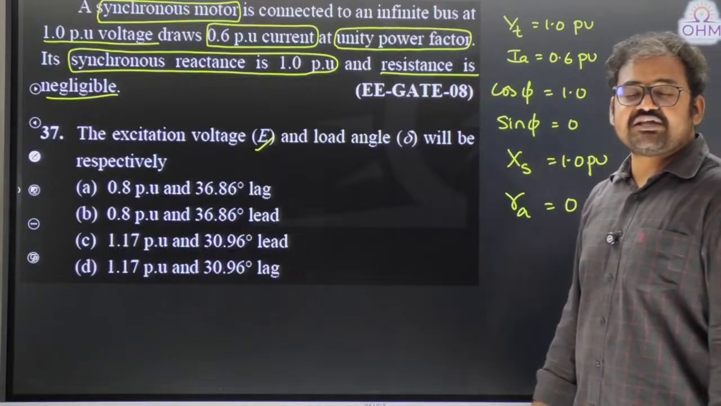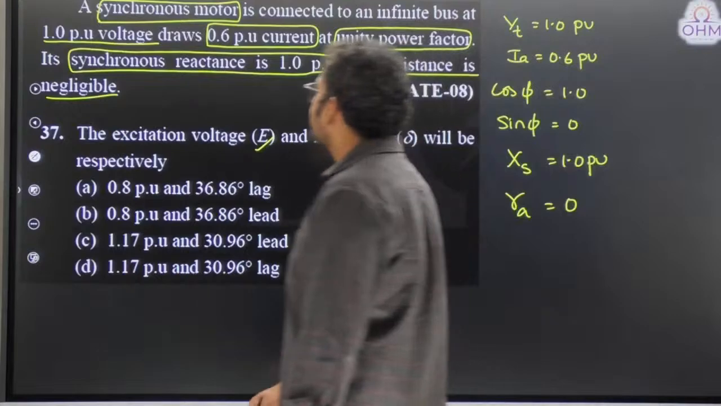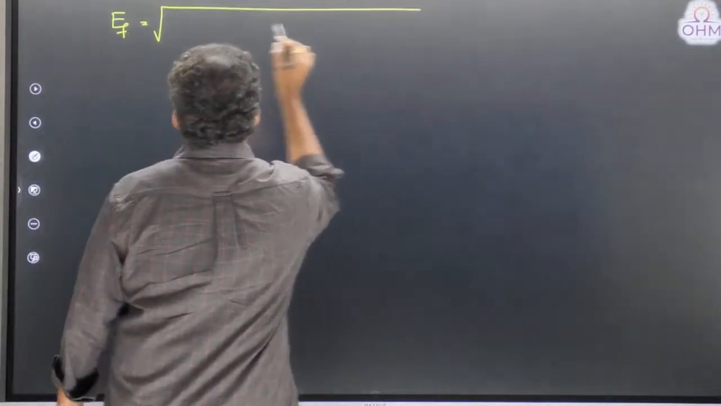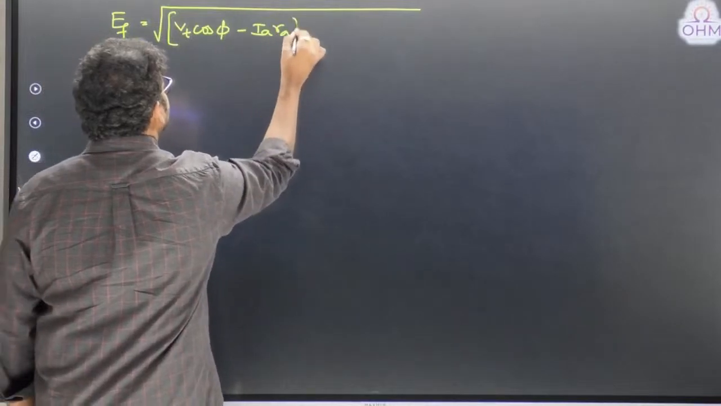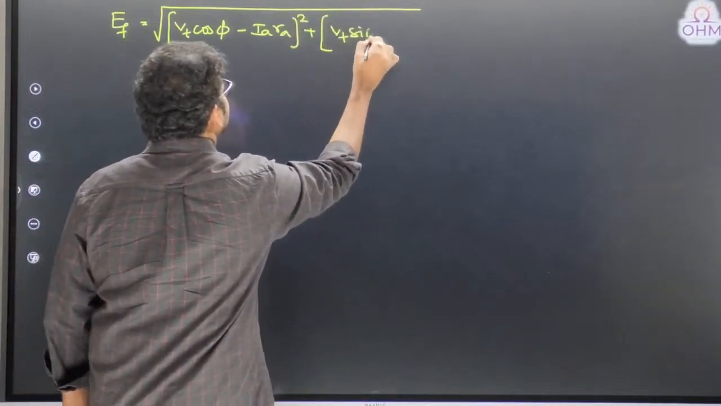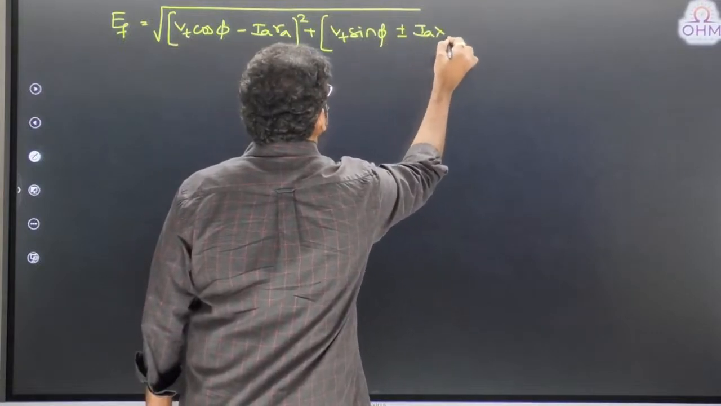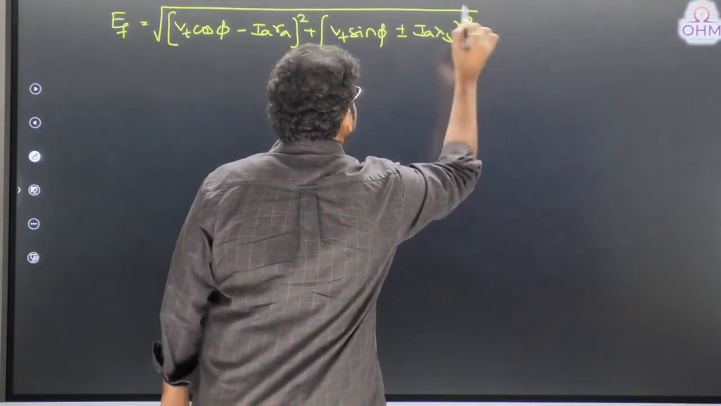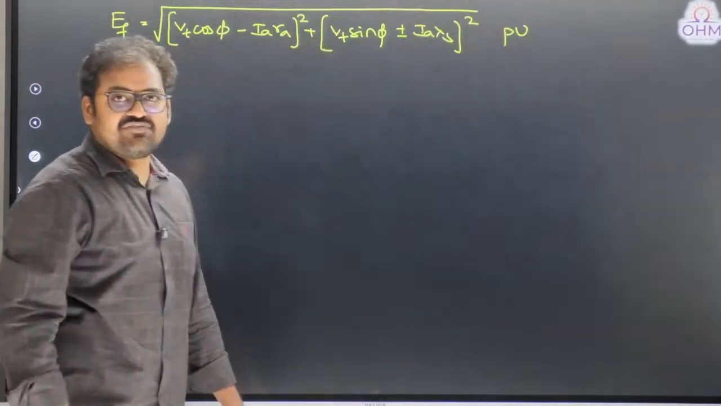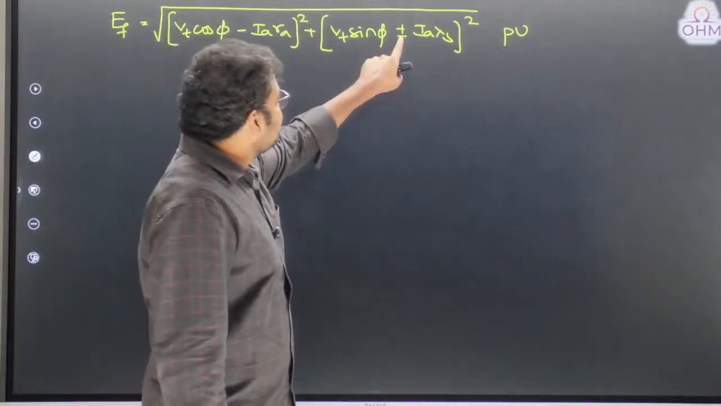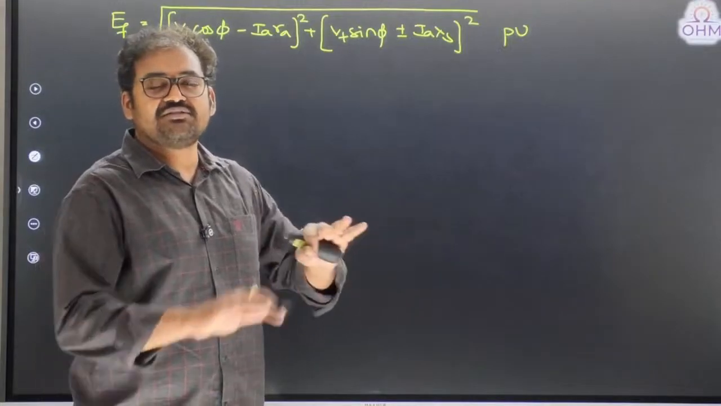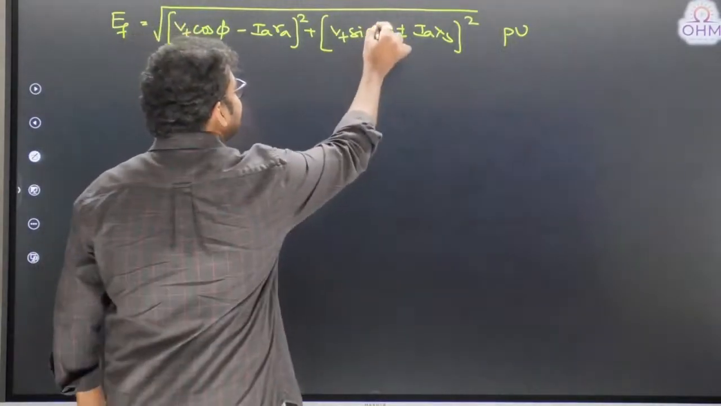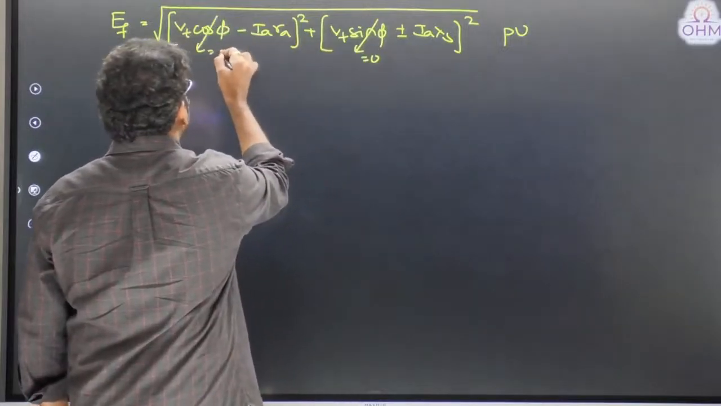What is the formula for excitation EMF in case of a synchronous motor? The induced EMF formula in a motor is the square root of (Vt cos phi minus Ia Ra) whole square plus (Vt sin phi plus or minus Ia XS) whole square. Here, in per unit values, there is no difference between line and phase values. I have to use plus for leading power factor, minus for lagging power factor. At unity power factor, there is nothing called plus and minus because sin phi is 0 and cos phi is equal to 1.